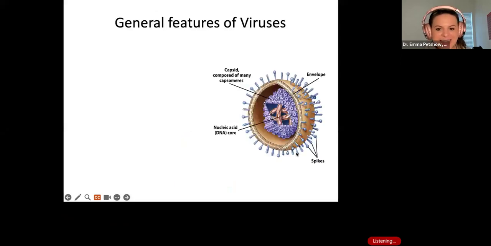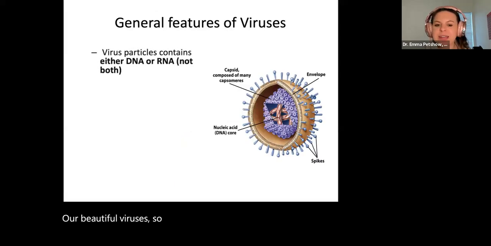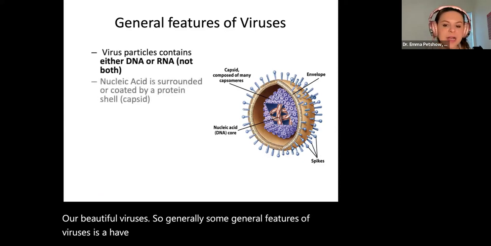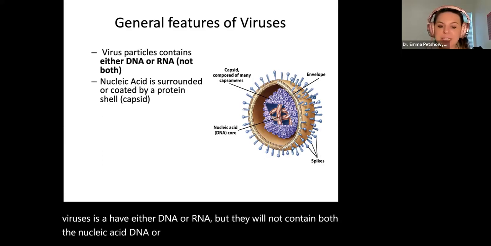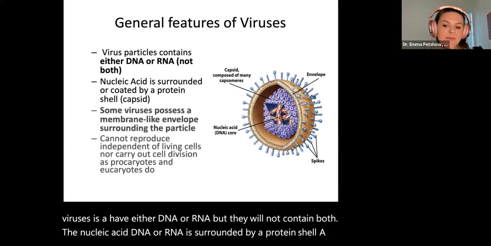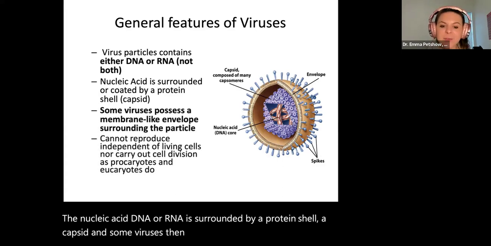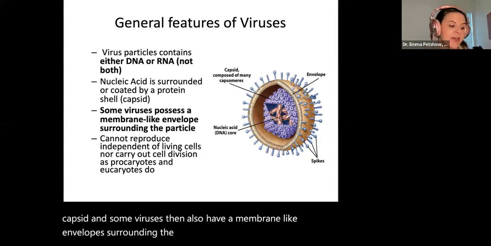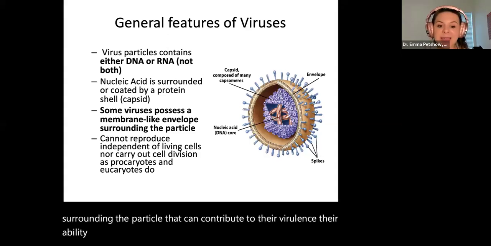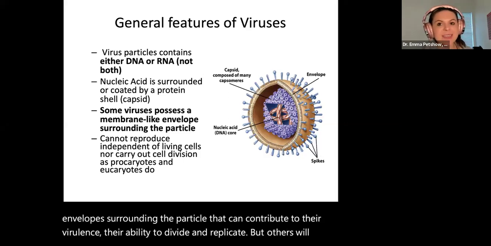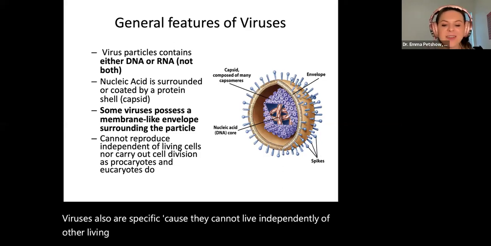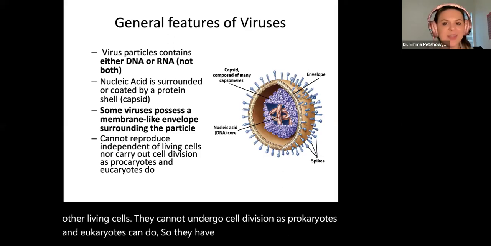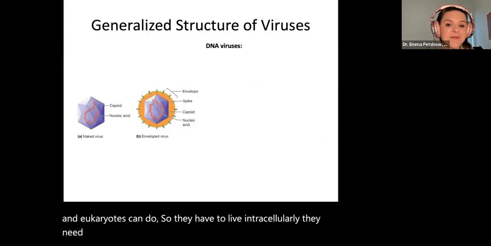Our beautiful viruses. Some general features of viruses: they'll have either DNA or RNA, but they will not contain both. The nucleic acid is surrounded by a protein shell, a capsid. Some viruses also have a membrane-like envelope surrounding the particle that can contribute to their virulence, their ability to divide and replicate, but others will not. Viruses also cannot live independently of other living cells. They cannot undergo cell division as prokaryotes and eukaryotes can, so they have to live intracellularly. They need other cells' machinery to divide.